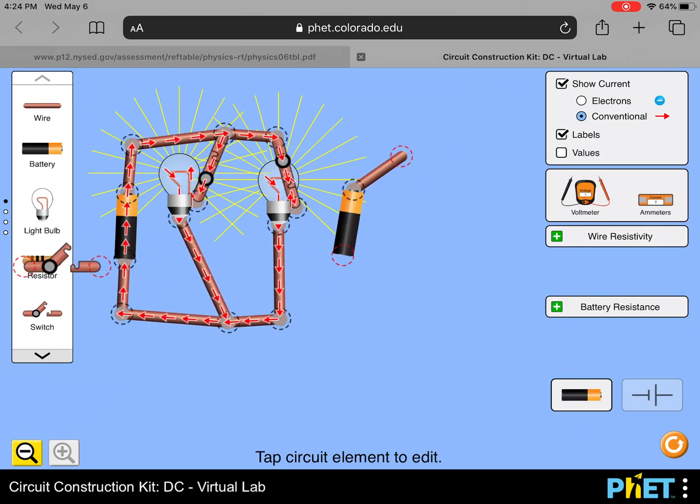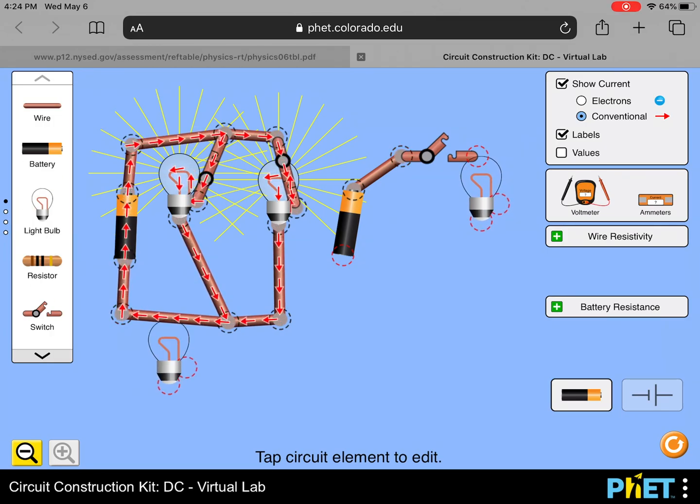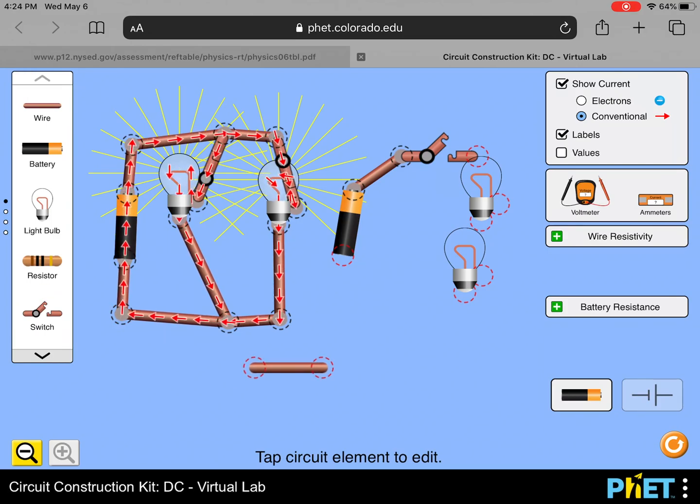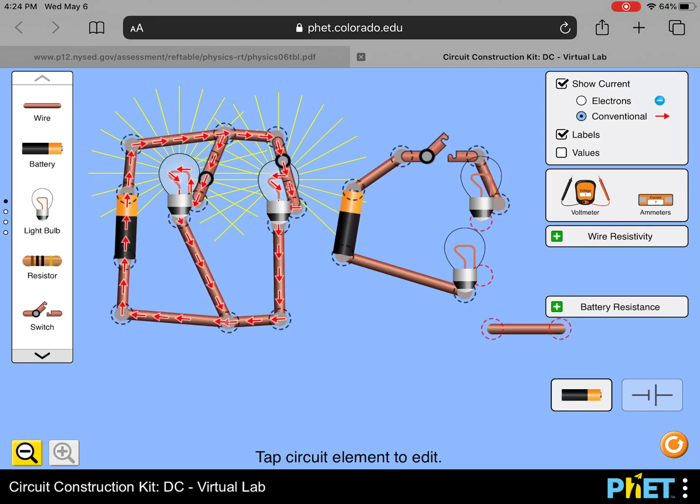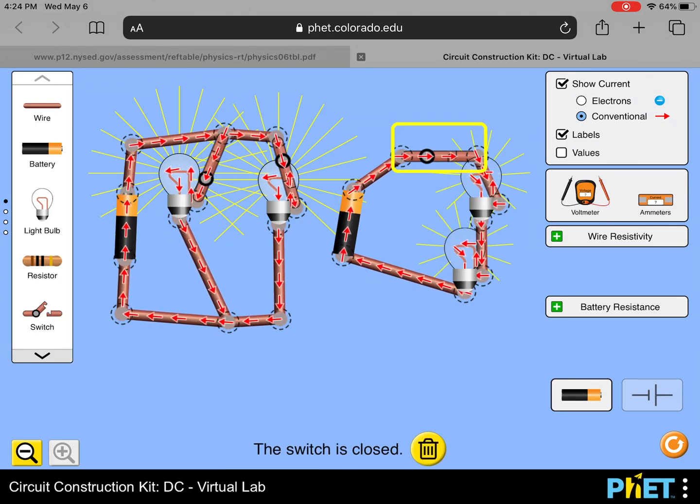All right, so actually, let me show you for a sec. I'm going to have a switch, one light bulb, two light bulbs. Again, we're going to do a series circuit, so it's just going to be one loop of current. No second path for current to go through. So right now that switch is open, so both lights are off. Closed, both lights are on.